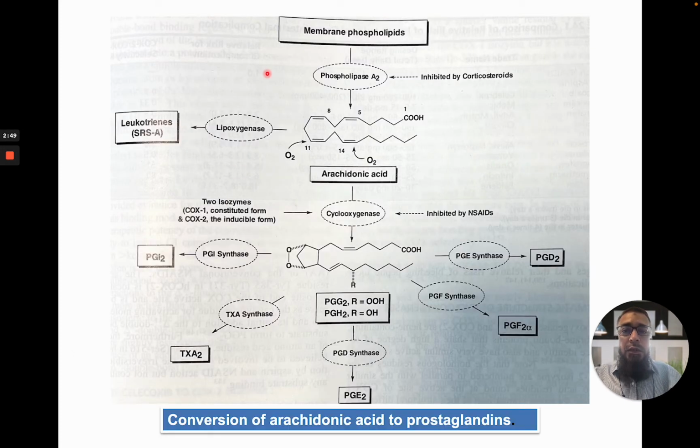The function of the NSAID is that it inhibits the cyclooxygenase. So there is no further conversion of the arachidonic acid into the prostaglandin. At this stage the NSAIDs bind to the cyclooxygenase to avoid the binding of arachidonic acid, which would be converted into the prostaglandin.